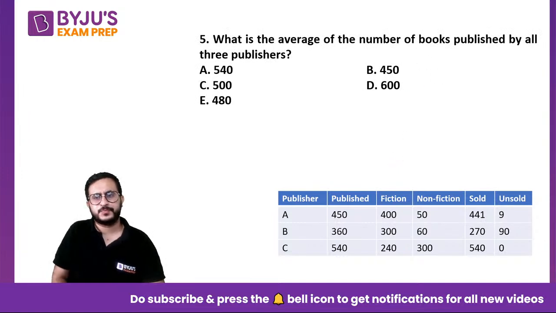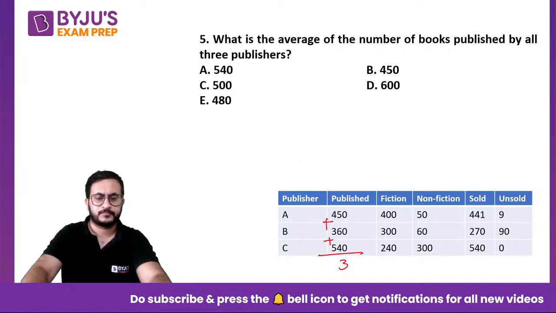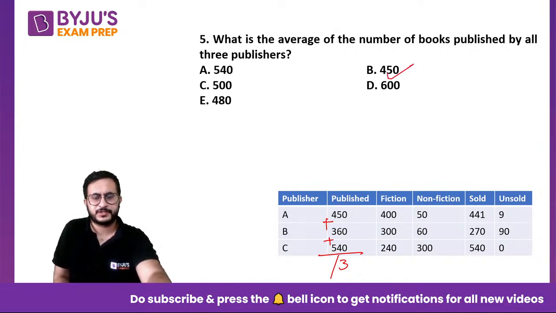What is the average of the number of books published by all the three publishers? Find the average number of books published by these three publishers. Simple, just add this and divide by 3. So we will get 1350. Divide by 3, we'll get 450. So 450 is the average.